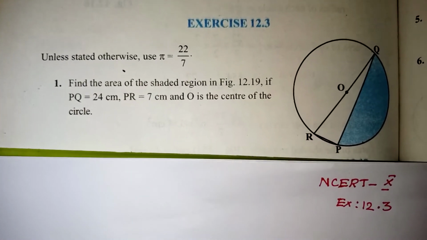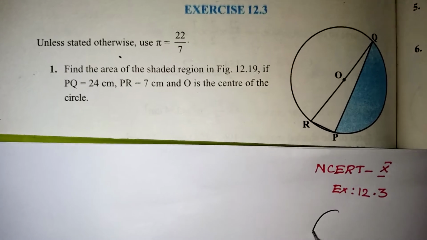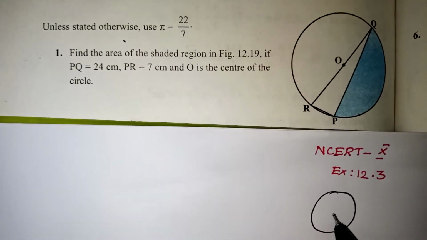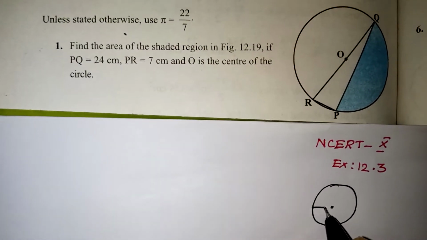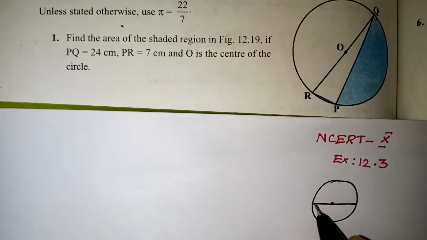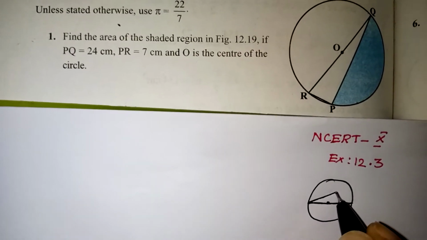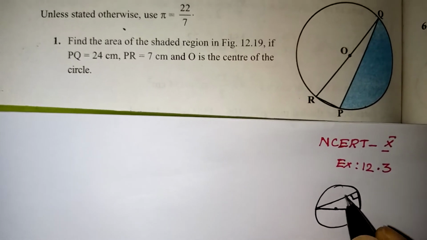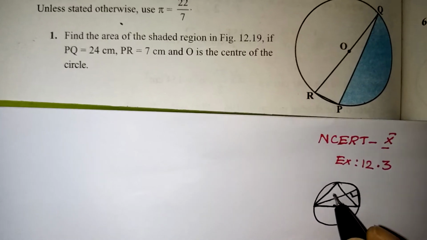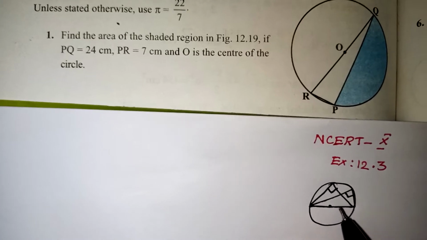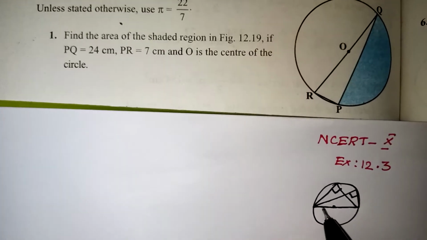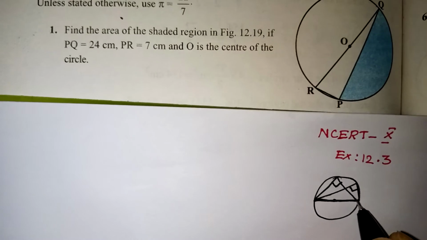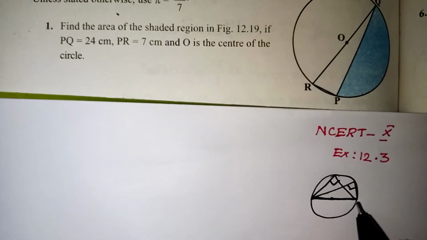If you have any circle and you draw a diameter, and with the use of the diameter you make an angle, definitely this angle will be 90 degrees. Wherever you make the angle, that will be 90 degrees. So we have a property: angles on the semicircle are always 90 degrees. This is the first rule you must know.